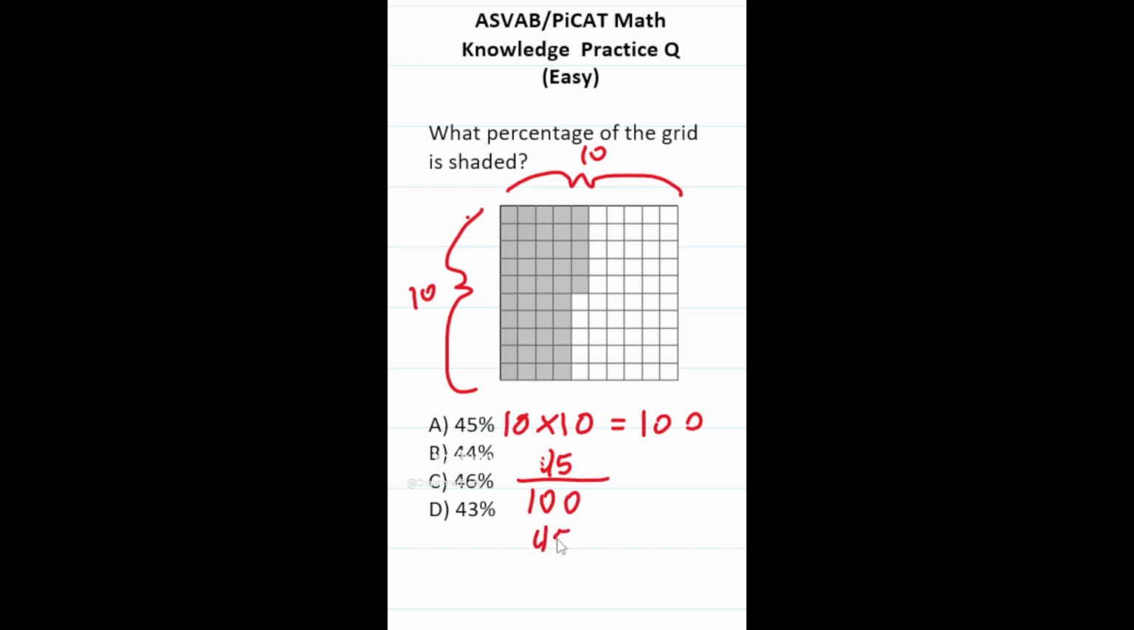45 over 100 is the same thing as 45%. So the correct answer to this one is A, 45%. Again, never assume that they give you a 10 by 10 grid.